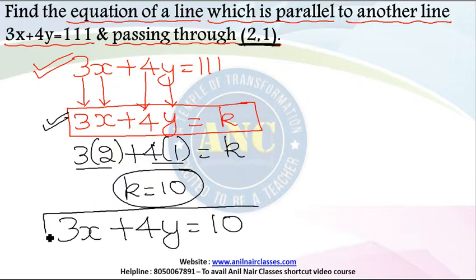And the k value happens to be 10. 3x plus 4y is equal to 10. This is the equation of the line which we are finding. I am repeating once again, son. Whenever two lines are parallel to each other, their slopes are equal.